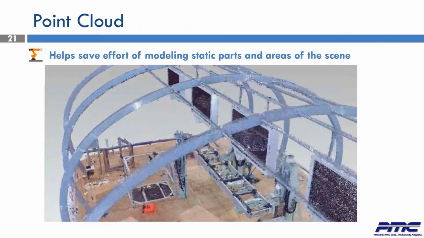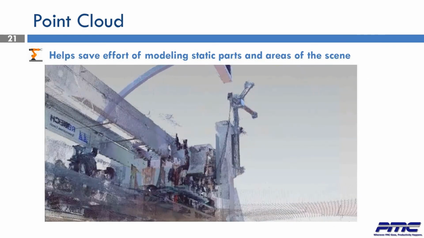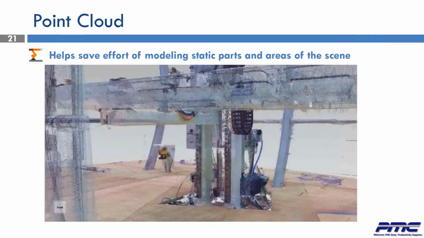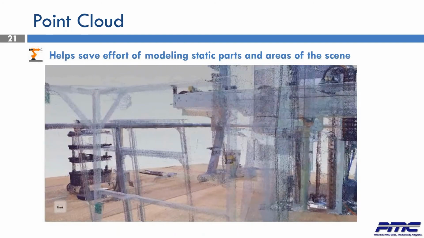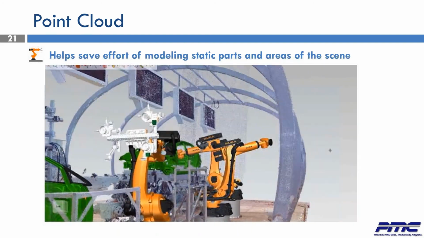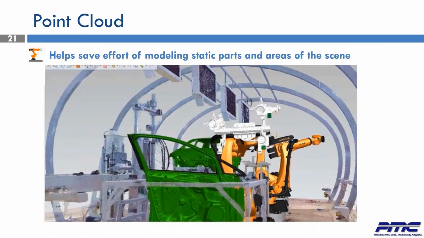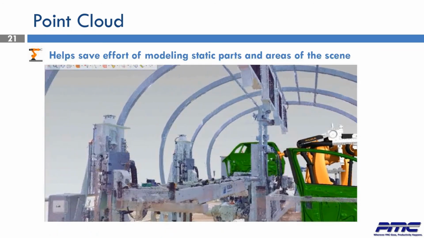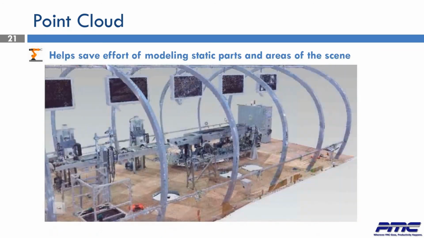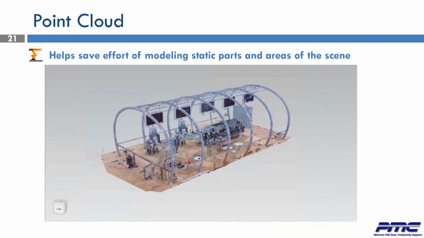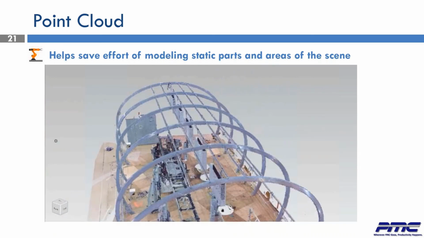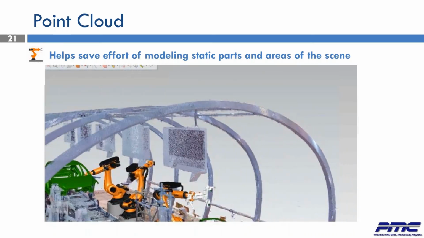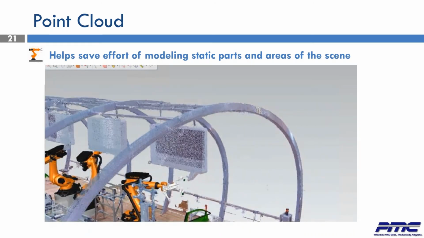We can also work with the insertion of a 3D point cloud, and this helps to save effort modeling devices or modeling static parts and other areas of the scene. So we can turn things on and off for a better visualization. For example, we can check for collision detection or take measurements. And it allows us to adjust the simulation layout according to an as-built plant and to visualize the assembly process in the real plant context.